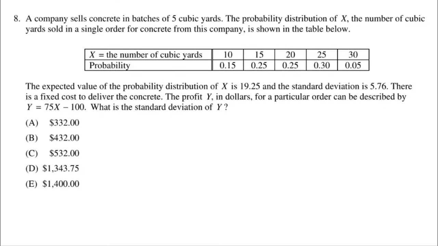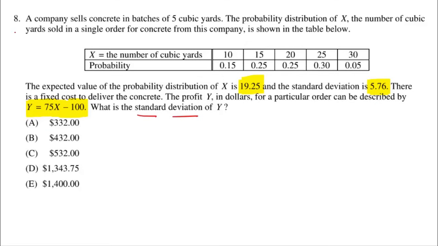Now, they were very kind. They already calculated the mean for us. The mean is 19.25, and the standard deviation is 5.76 cubic yards. Now, we could have gotten that with our formulas, but they did it already for us. Now they introduce a new variable, y. Remember, that was x, the number of cubic yards, and here is the profit. The profit is 75 times the number of cubic yards minus 100. And they want us to calculate the standard deviation of that new variable y.